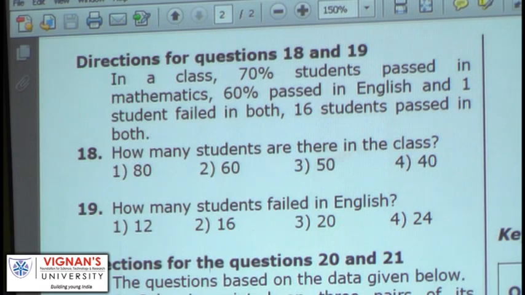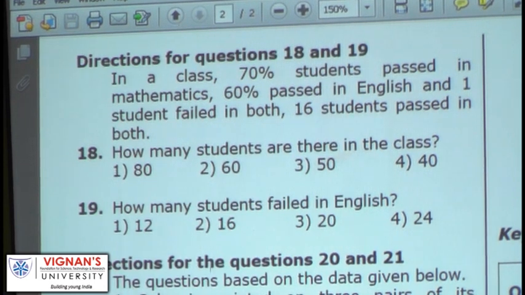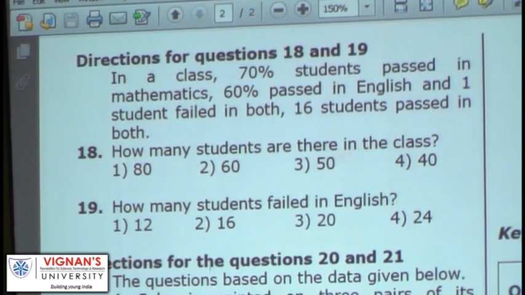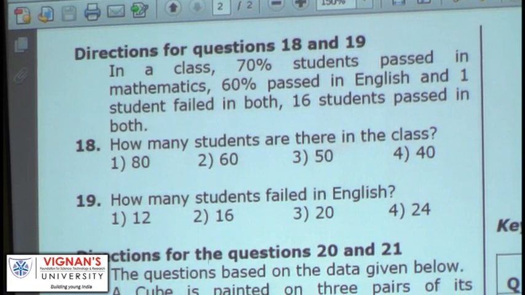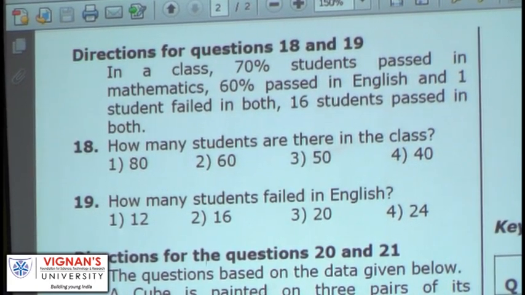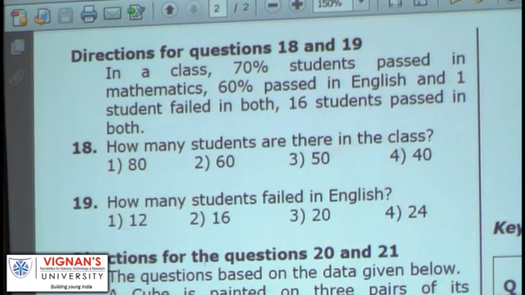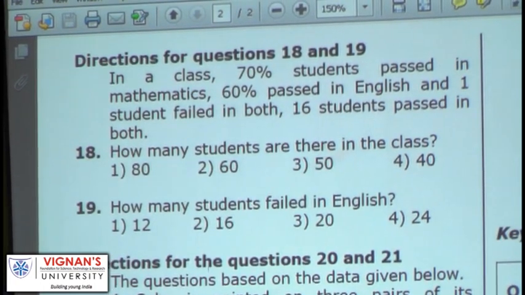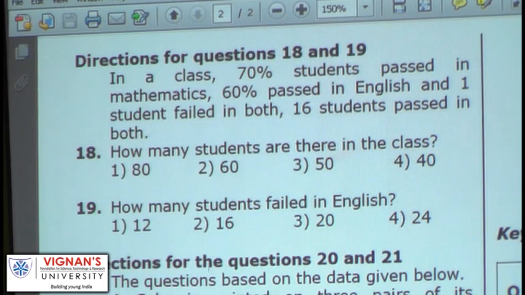Is it yours? You got 15? 18 and 19. What are the answers for 50 and 20?